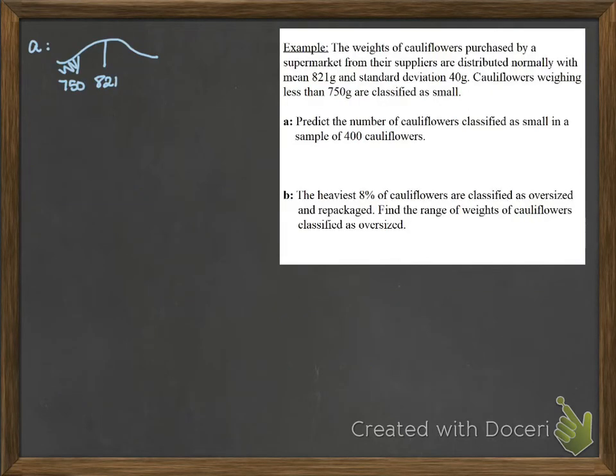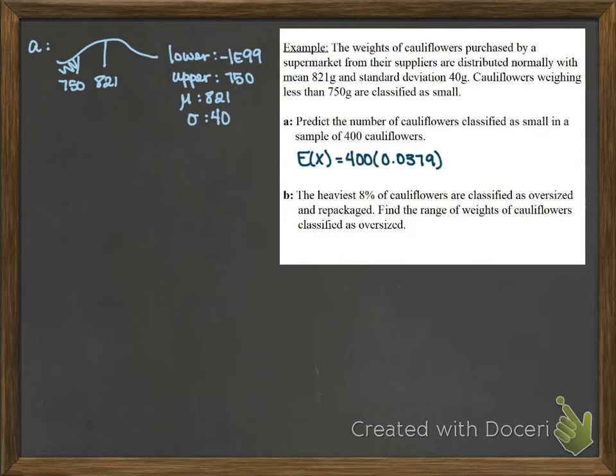For our next one, we're talking about cauliflower. This first one is just norm CDF, finding that probability and multiplying by 400. We want to see how many of them are small, and they are classified as small if they are less than 750 grams. So our squiggle is to the left tail, so our lower is negative infinity, so negative 1E99. Our upper, our shading stops at 750. Our mean is 821, and our standard deviation is 40. So our probability, we multiply by 400, so the expected amount of cauliflower that are classified as small will be 400 times 0.0379, which is 15.2 cauliflower.